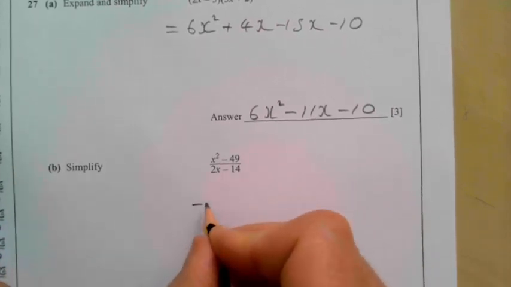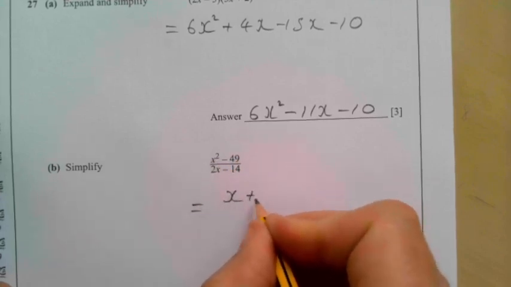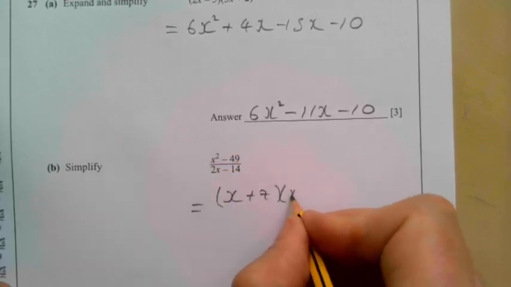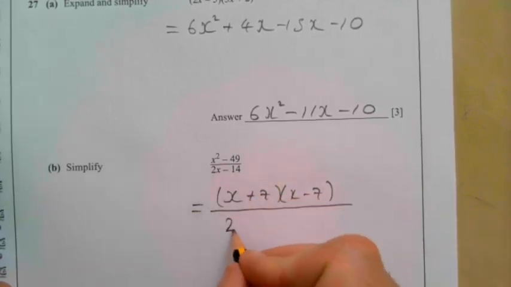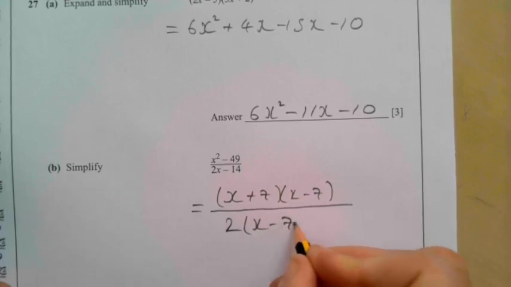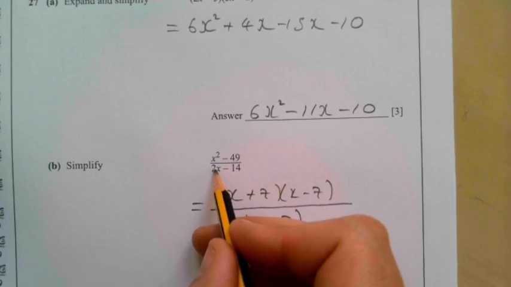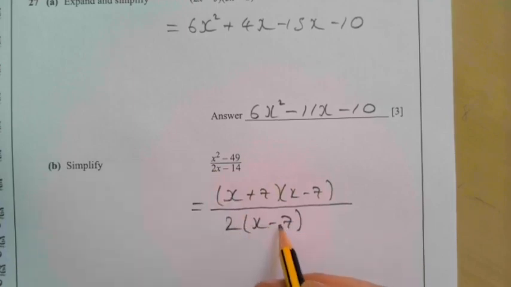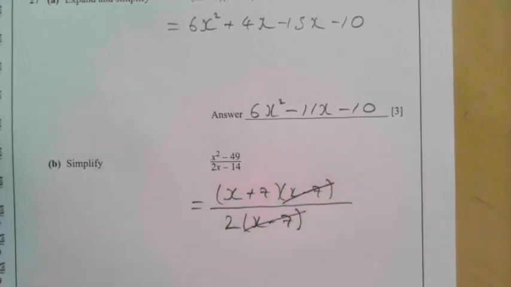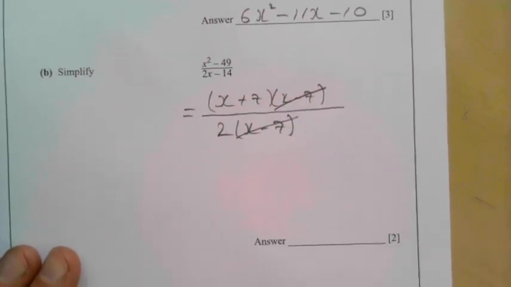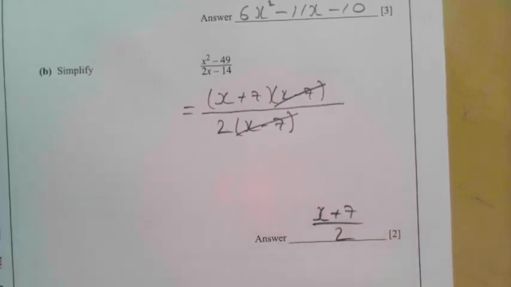Simplify this. The cheeky question. This here is the difference of two squares, so we would change that to x plus 7 upon x minus 7. On the bottom there's a common factor of 2 that comes out, and that would be 2 upon x minus 7. Hopefully that wasn't too quick for you. So 2 times x gives me 2x, 2 times the minus 7 is the minus 14, and then that is going to cancel with that. So my answer then is going to be x plus 7 over 2.